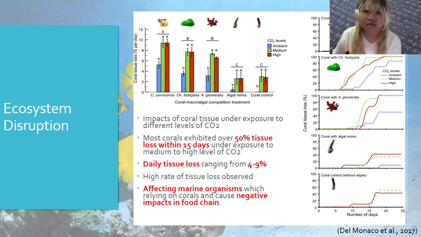And then from the next study, which is the Del Monaco study, there are some impacts of ocean acidification. The first one is that a coral issue was discovered. Under exposure to different levels of CO2, there was a significant impact on coral tissue loss. In the experiment, most corals exhibited over 50% tissue damage within 15 days under medium or high CO2 levels, with a daily tissue loss ranging from 4 to 9%.